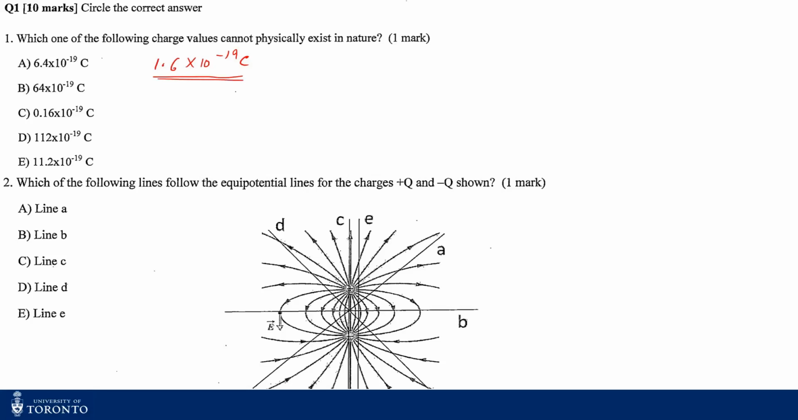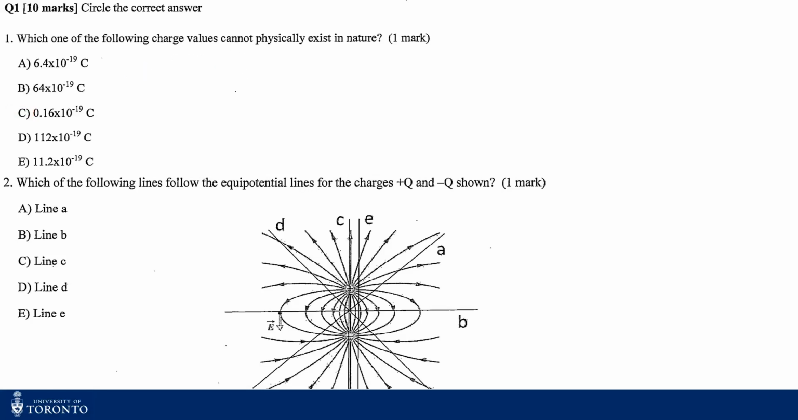So clearly from the options you see that option number C is not possible because this is lower than the minimum existent possible charge in the universe. And all the other values you see will be an integer multiple of this incremental charge, the electronic charge.